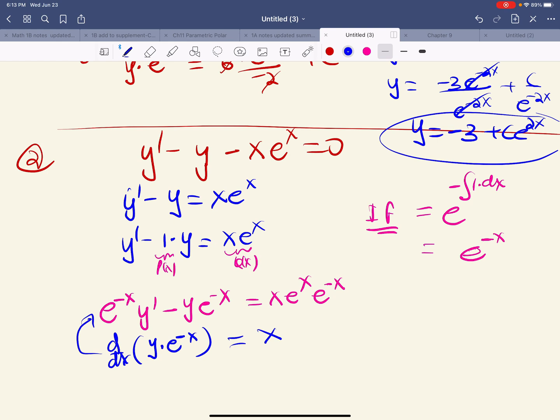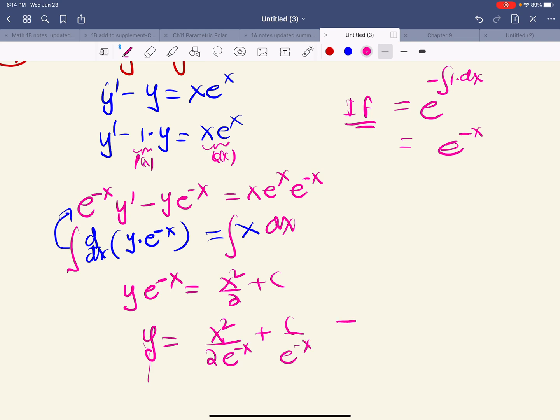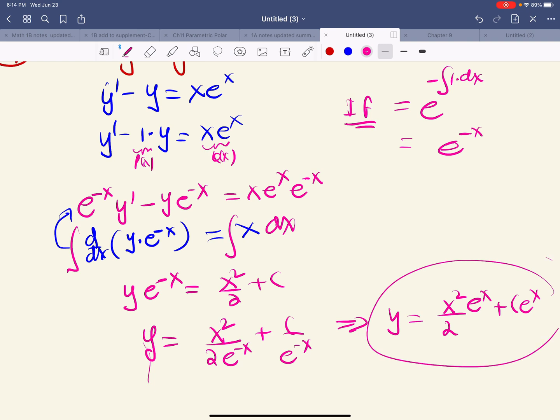Now we integrate on both sides, since derivative and integral are opposite of each other. That leaves us with y e to the power negative x is equal to x squared over 2 plus c. And finally, we are ready to isolate the y: x squared over 2 e to the negative x plus c over e to the negative x. Now we can write it as y is equal to x squared over 2 e to the power x, taking the e to the negative x to the numerator and making the exponent positive, and that's going to be our solution. Again, it's a general solution with arbitrary constant c involved.